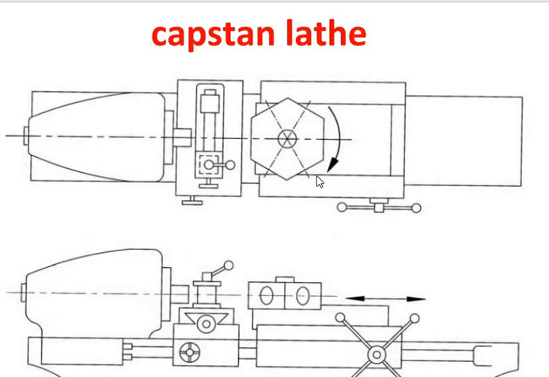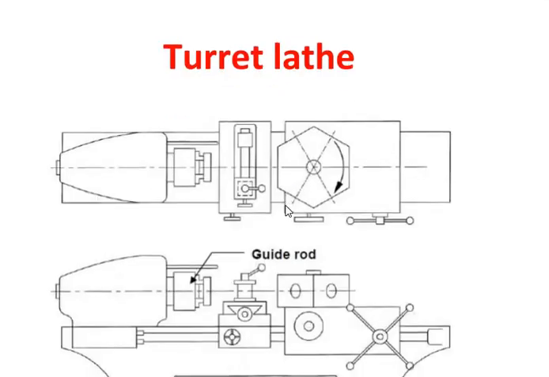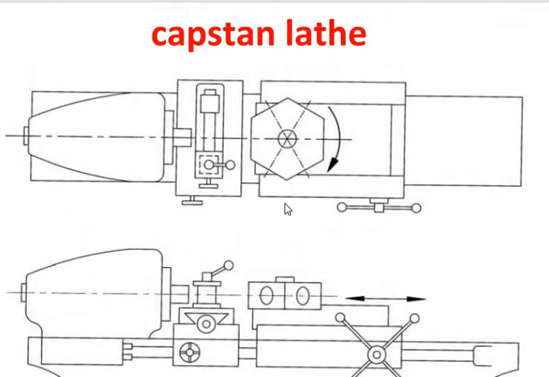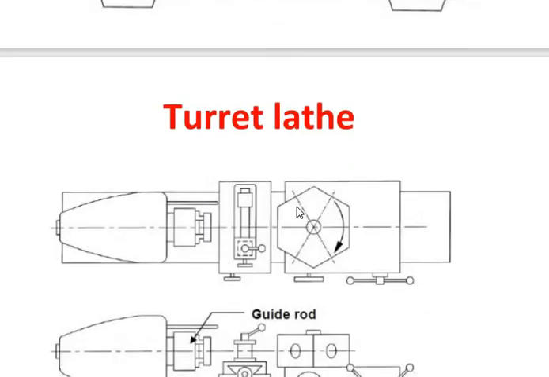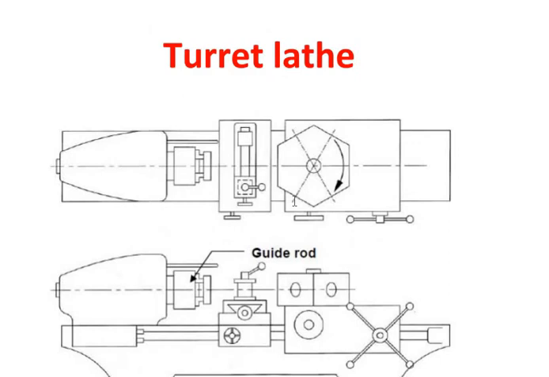Okay, you can see the difference between the capstan lathe and the turret lathe. These turret lathes are more robust and heavy duty machines, and the capstan lathe deals with short or long rod type blanks held in a collet, whereas the turret lathe works on chucking type jobs held in quick acting chucks.